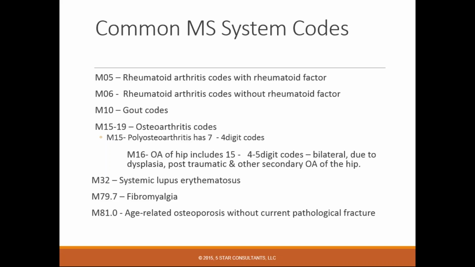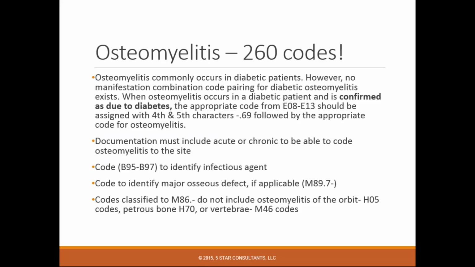M81 is age-related osteoporosis without current pathological fractures. M81 is where you'll have your pathological fractures with osteoporosis as well. And you'll have age-related or non-age-related osteoporosis, and you'll have pathological fracture or without pathological. So M81 is a big area. Well, I say that, but look at osteomyelitis, 260 codes.